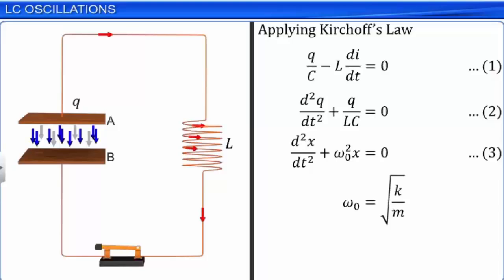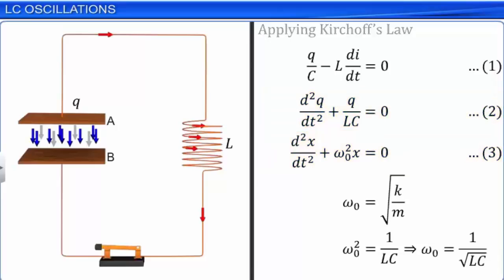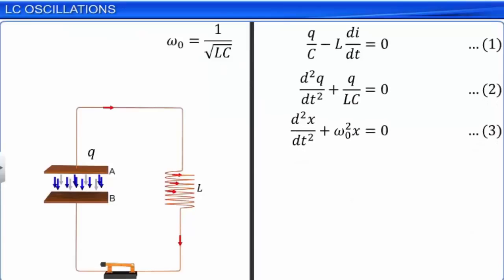Equation 2 is observed to be similar to equation 3. Comparing equations 2 and 3, we have the natural frequency omega naught of LC oscillations in the circuit equal to 1 by square root of LC. We know that in equation 3, the displacement x is expressed as a cos omega naught t plus phi, where phi is the phase difference and a is the amplitude of oscillations.